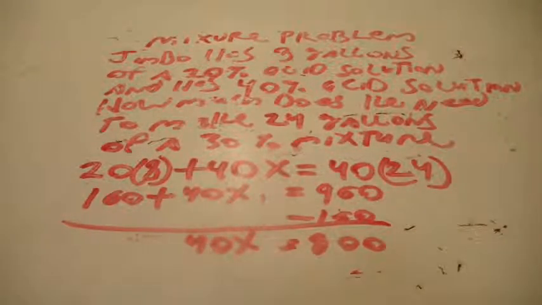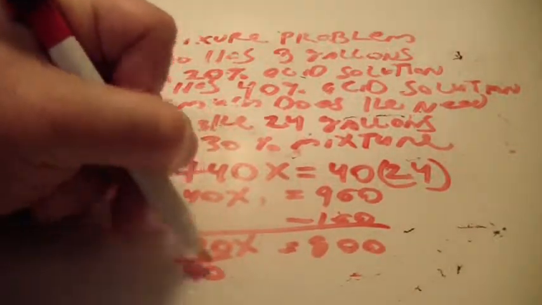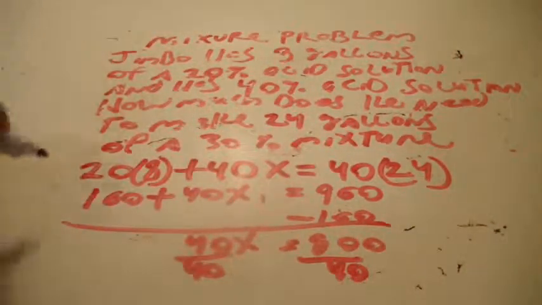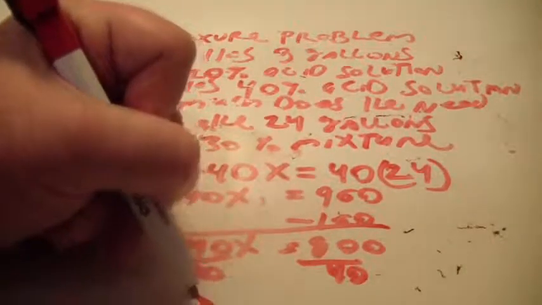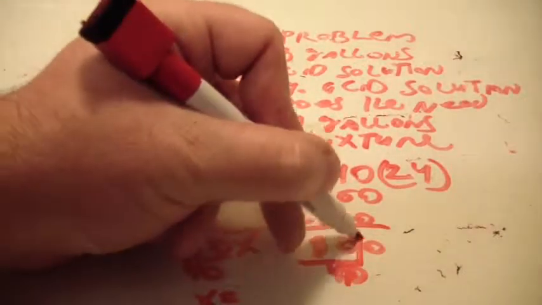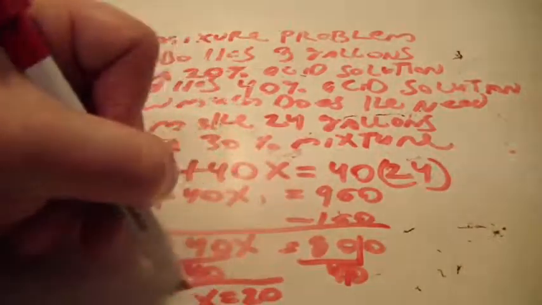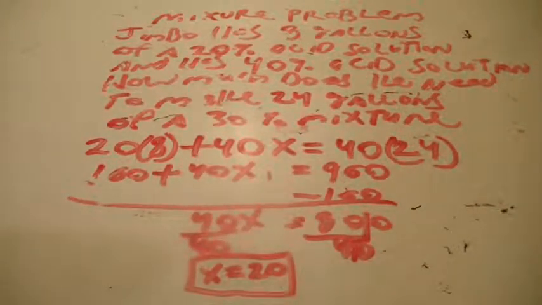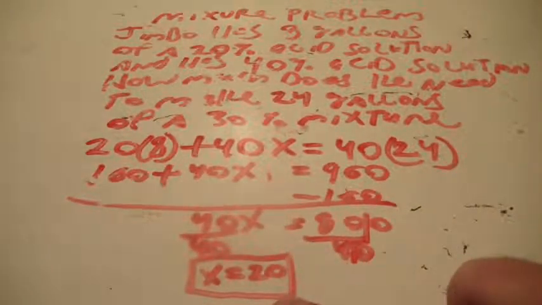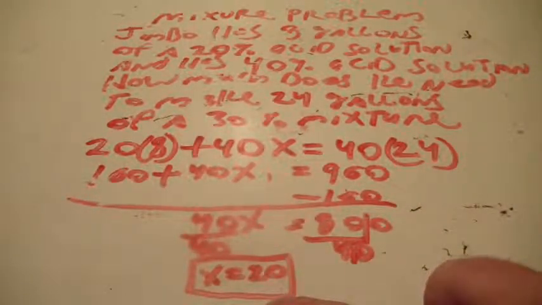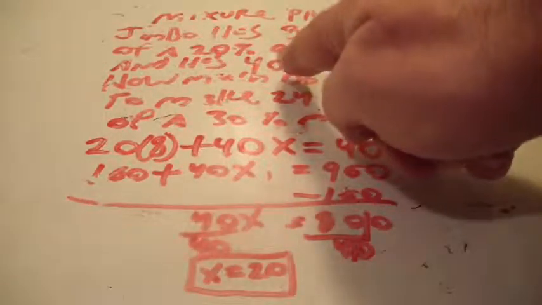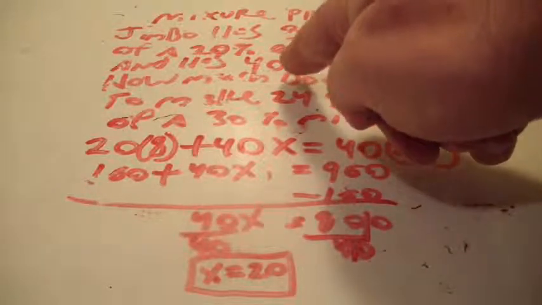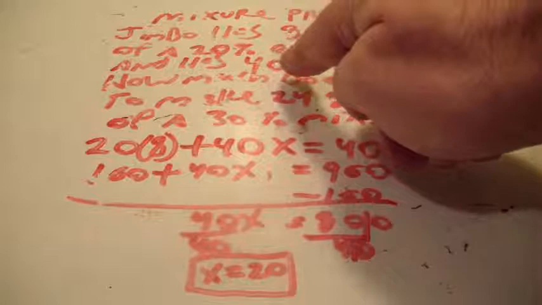Double check my numbers. Everything looking like it's going to work out. So we simply divide 40 by both sides. Cool? And when we do that, we know x equals 20. All right? So we now know that we're going to need 20 gallons of 40%. We're going to need 20 gallons of the 40% acid.